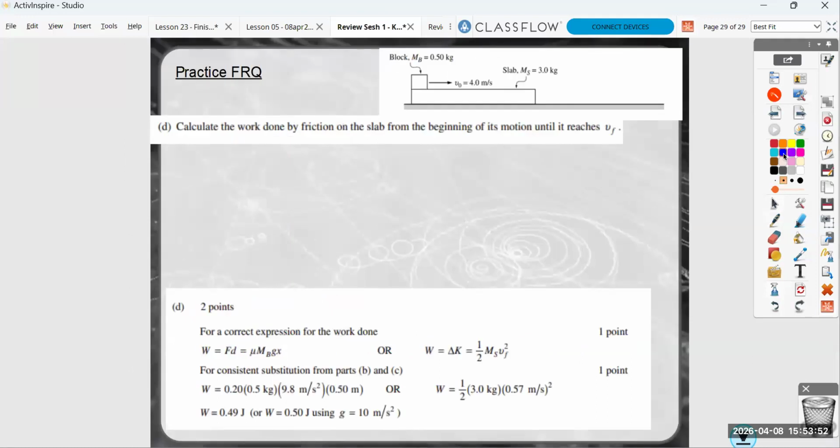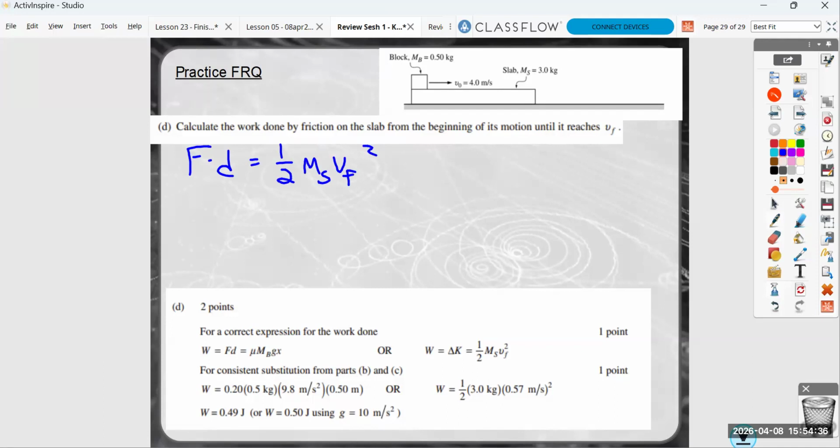Last but not least, the work done by friction. How could I figure out the work done by friction on the slab? I could try force times distance. That is certainly true. I could do that. It turns out there's a little bit of an easier way because all that work done by friction, where did it go? What did the work done by friction do? Yeah, it all turned into 1/2 mv squared. Do we know the mass of the slab? Do we know the final velocity of the slab? Which side of that equation seems easier to calculate?